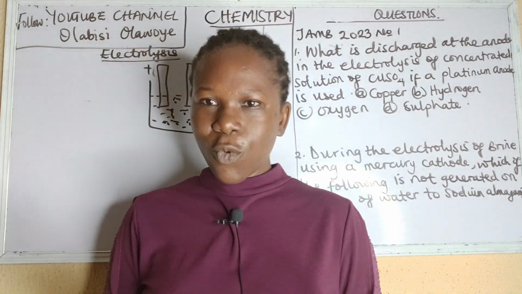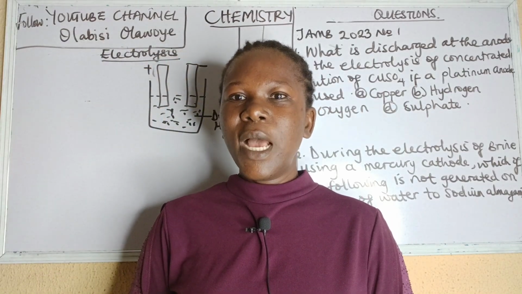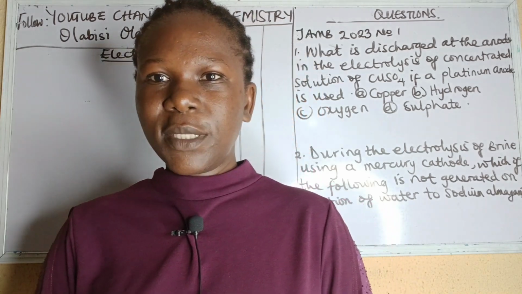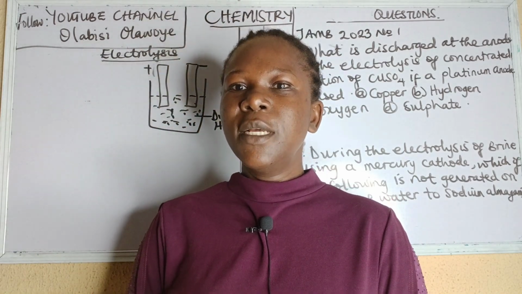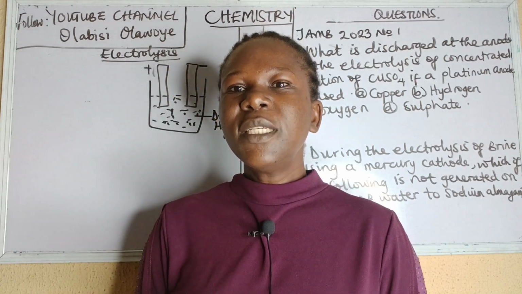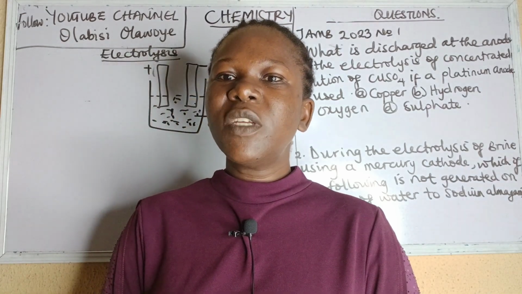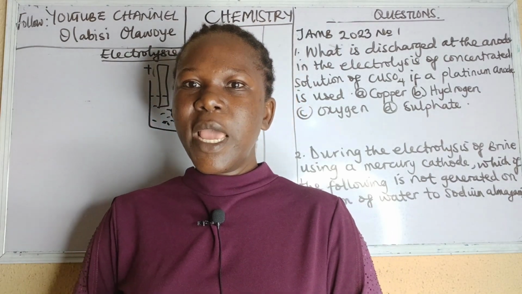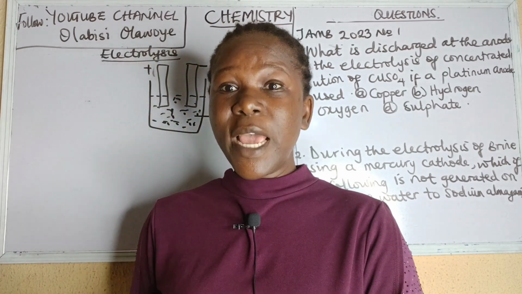Assuming you are given a question in electrolysis, in any examination, and you don't know how to attempt it. Now, I would like to help you out here by explaining the mechanism of electrolysis. What is electrolysis? Electrolysis is the chemical decomposition of an electrolyte by the passage of a direct current through the electrolyte via the electrode.